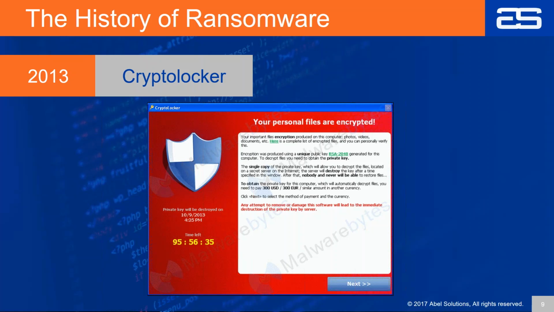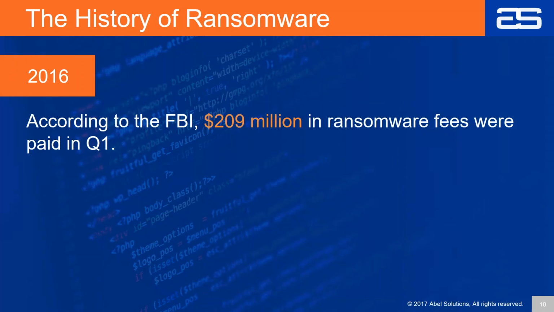But they soon evolved so that it wouldn't notify you until after it was complete, so that it had all of your files before it let you know what it was doing. They've also evolved by changing the breadth of their attack to include network drives, email files, database files, and online services such as Dropbox and Microsoft OneDrive. By 2016, the FBI estimated in quarter 1 alone, $209 million in ransomware fees had already been paid. So it's a pretty significant amount of money at this point.